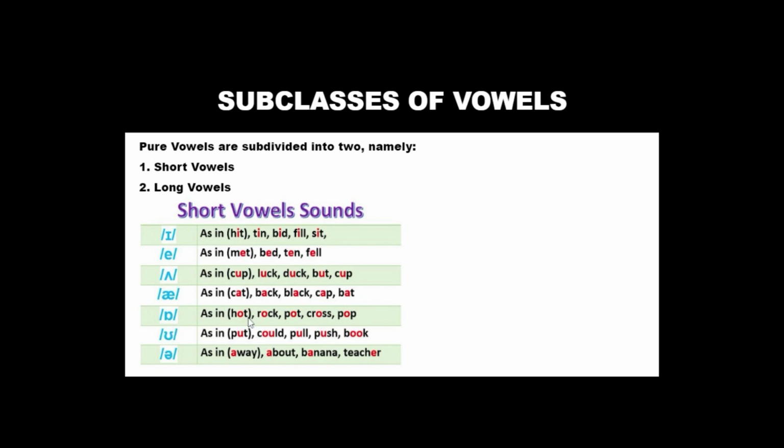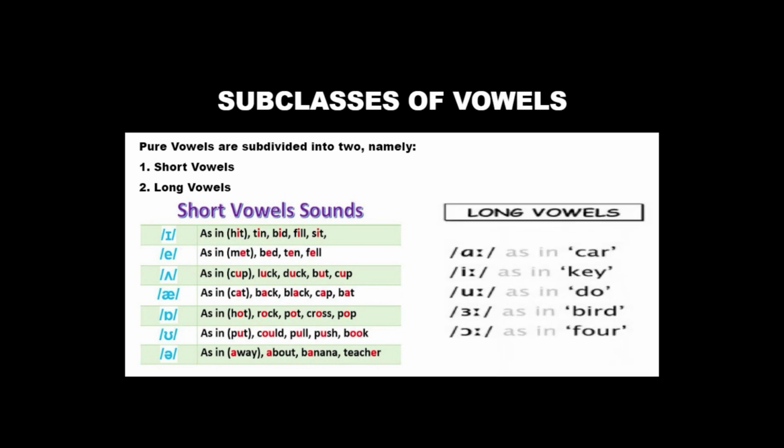O as in hot, rock, pot, cross, and pop. U as in put, could, pull, push, and book. A, that's the schwa sound, as in away, about, banana, teacher. Now, having looked at the short vowels, let's now look at the long vowels.